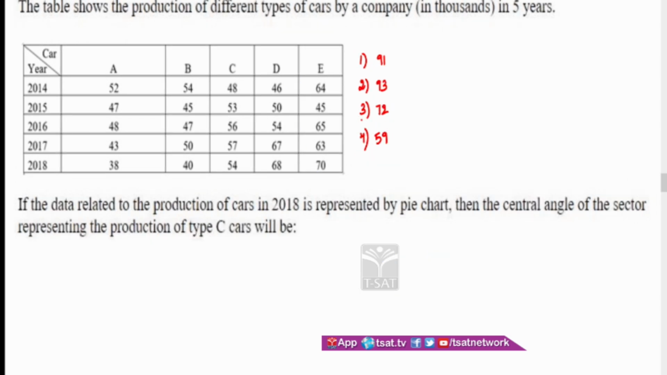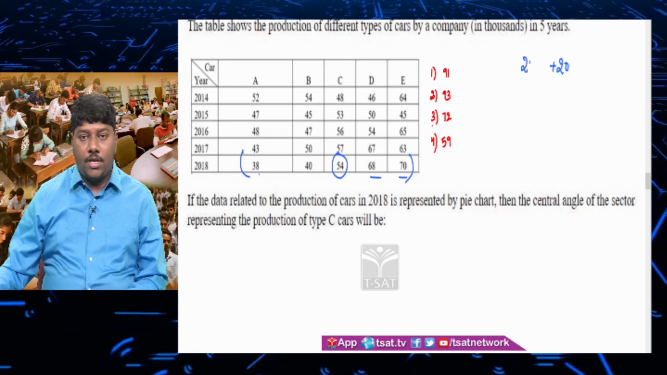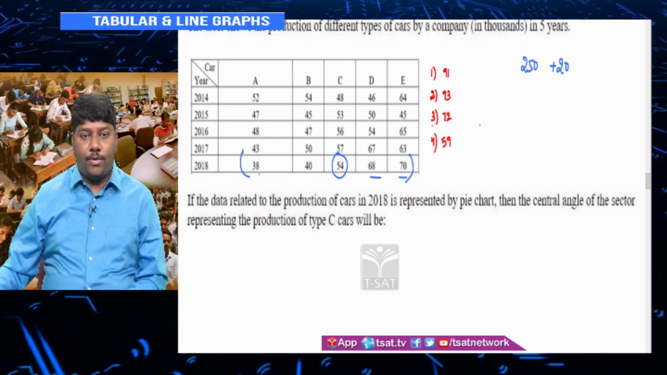If the data related to the production of cards in 2018 is represented by a pie chart, again the entire 2018 is represented by the pie chart, then the central angle of the sector representing the production of type C cards will be, type C is what he is asking you, right. So look at this, 8 is 16, 16 plus 4 is 20. So keep this 20 aside, plus do all the tens like 30 plus 40, 70 plus 50, 120, 130. 120 plus 130 is 250.